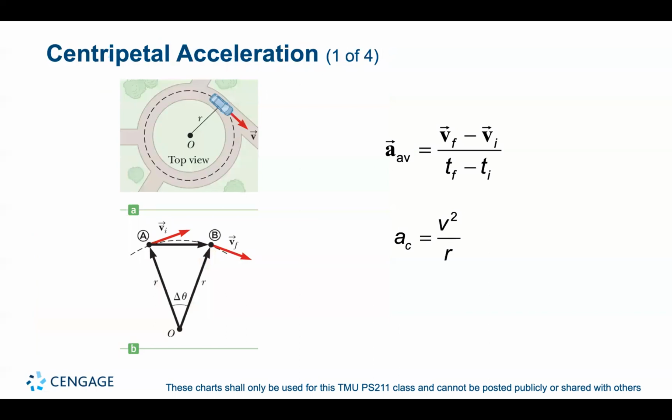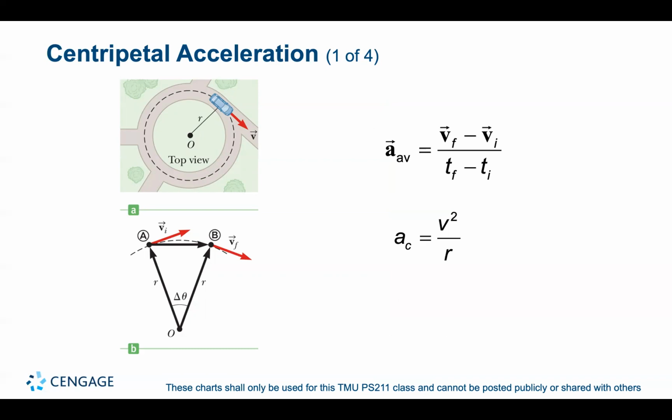So let's look at these figures. For A, the circular motion of a car moving with a constant speed. You can think of a roundabout. And B, as the car moves along the circular path from A to B, the direction of its velocity vector changes. So the car undergoes a centripetal acceleration.